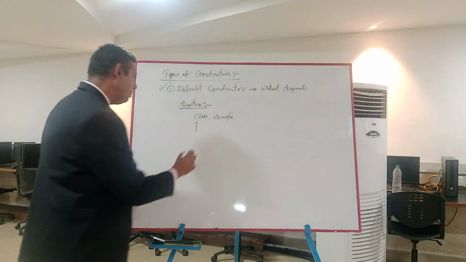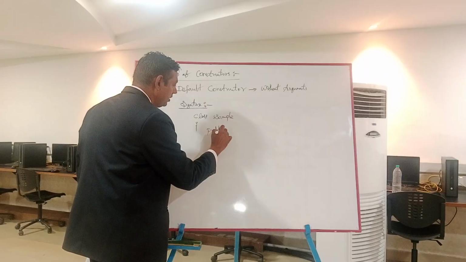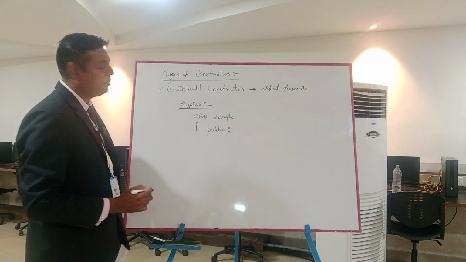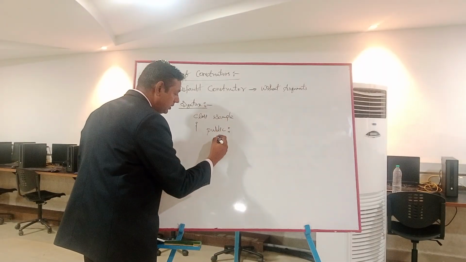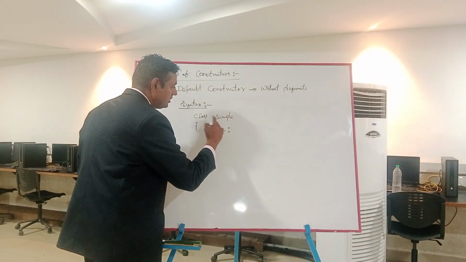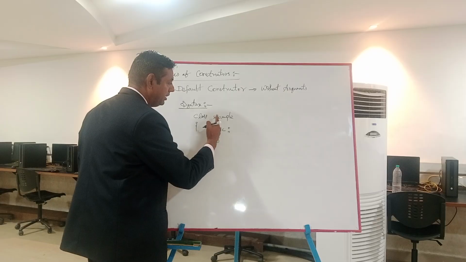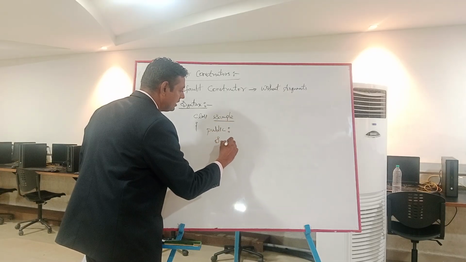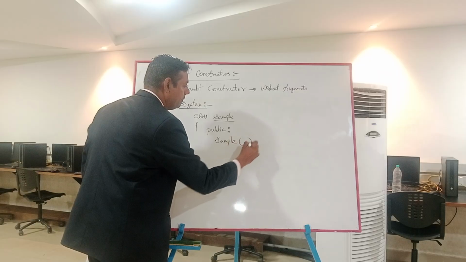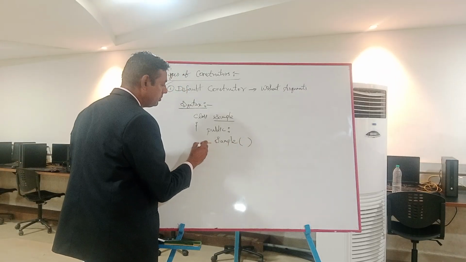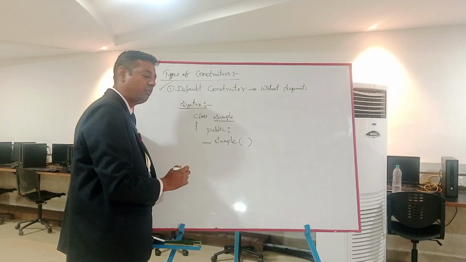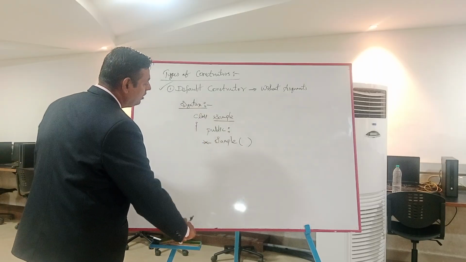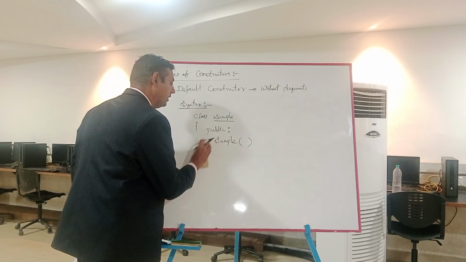In the public section, I am going to write the constructor. The constructor should have the same name as that of the class name. So my constructor name should also be sample. It should not have any return value specification like void, integer or float. So this is not allowed. No return value specification, you should not even use void.